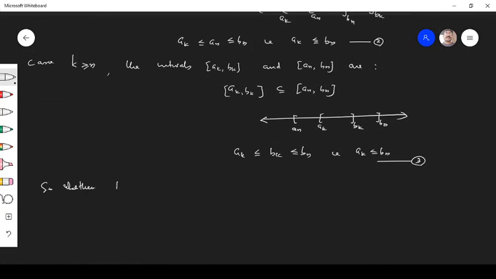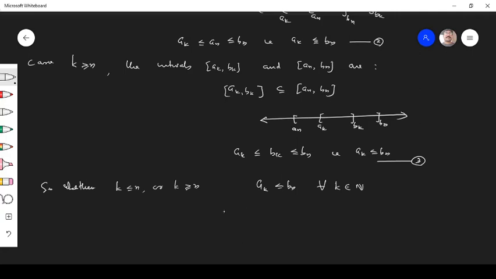Whether K is less than or equal to N or K is greater than or equal to N, AK is always less than or equal to Bn. This is for some fixed N we have taken, and AK may be any integer, K varies over natural numbers. That means AK is less than or equal to Bn for all K in N.